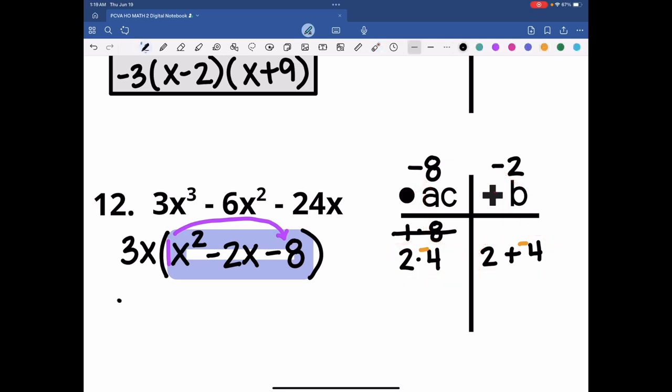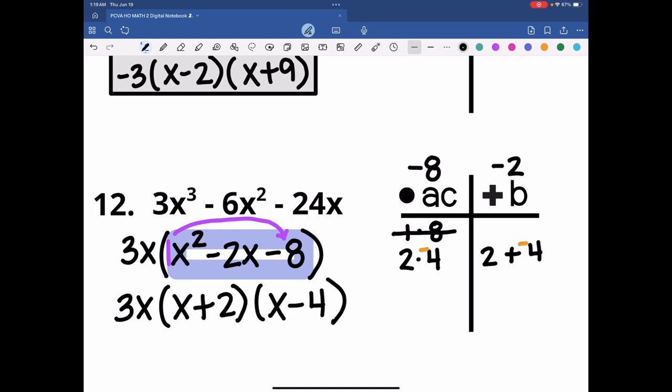All right, so I have 3x, and I'm going to do 2 parentheses. I have x plus 2, and then I have x minus 4. Now, I did technically say that I multiplied the 1 over, but dividing by the 1 is not going to change anything. So I'm done with this problem. I have my factored form.